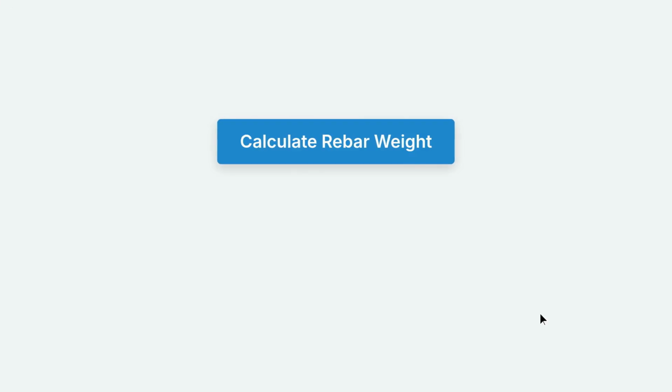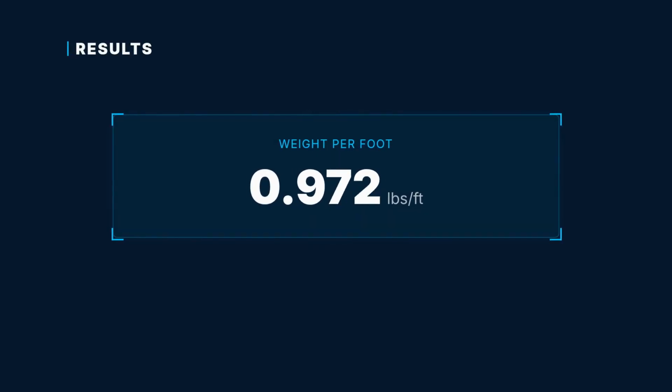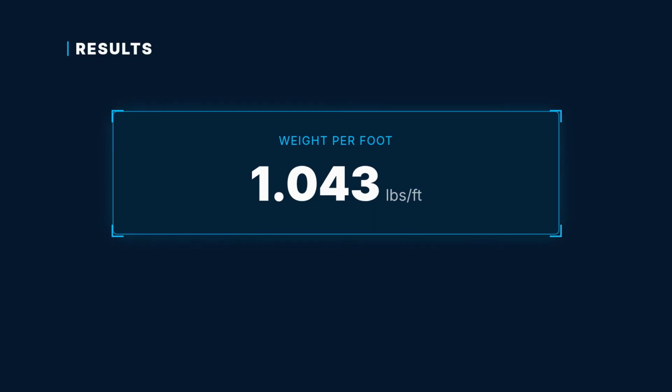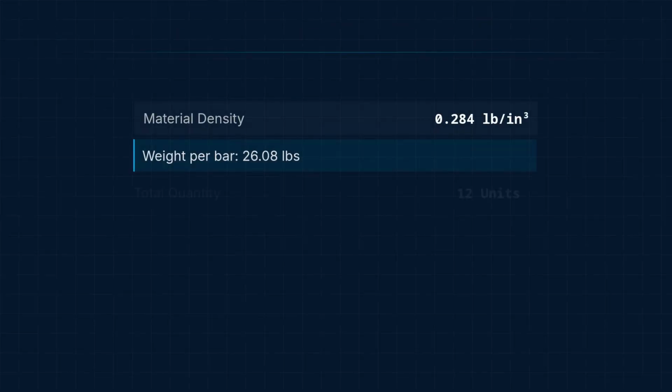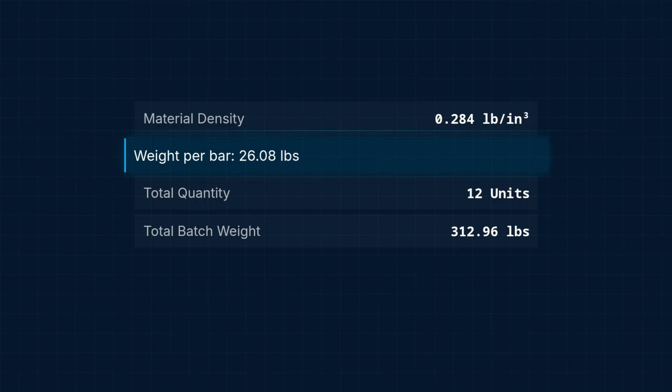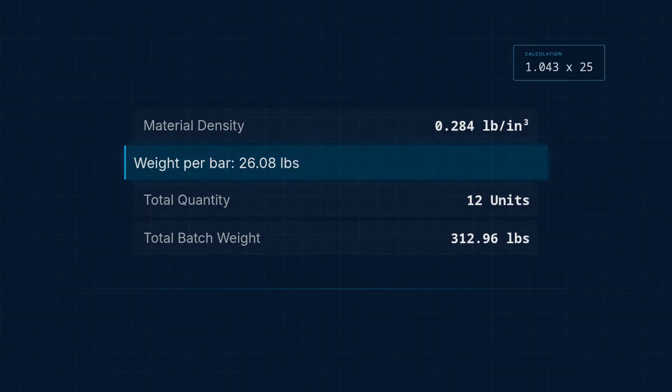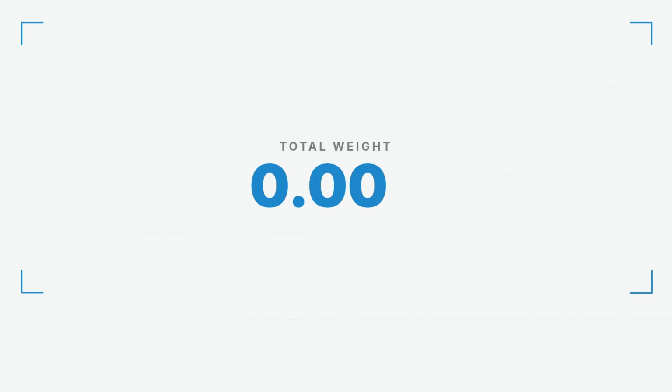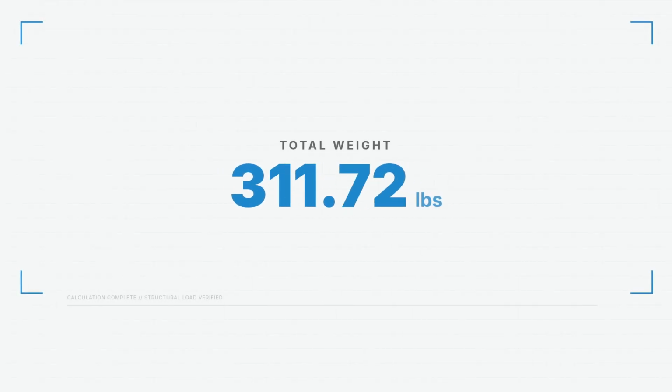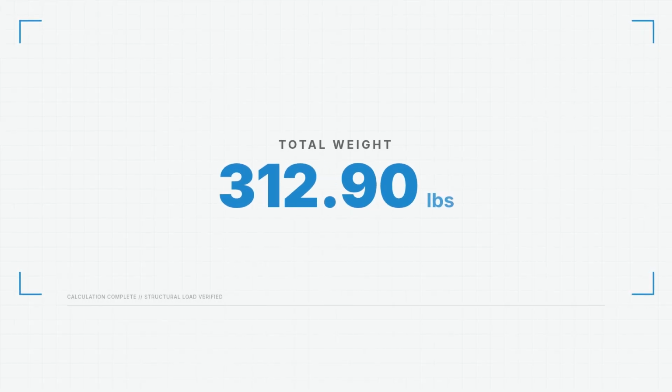The calculator instantly provides the weight per foot for the selected rebar size, showing how much each linear foot weighs. It then calculates the weight per bar by multiplying the per foot weight by your specified length. Finally, it displays the total weight by multiplying the individual bar weight by your quantity, giving you the complete weight for all 12 bars, at 25 feet each. This total weight is essential for material ordering and structural load calculations.